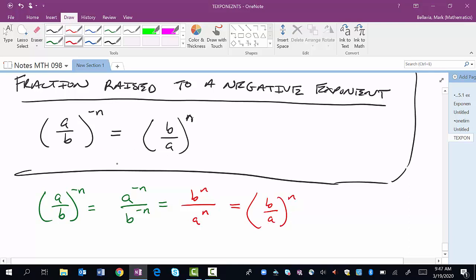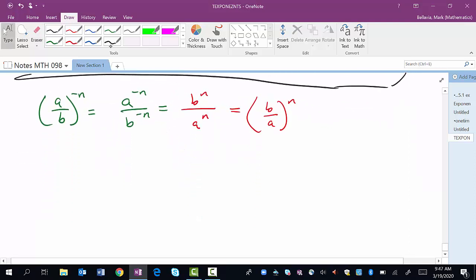The easiest way to remember this, though, is if you have a fraction to a negative exponent, you flip the fraction inside, take the reciprocal, and make the exponent positive. We'll do an example of this just to make sure you see it.